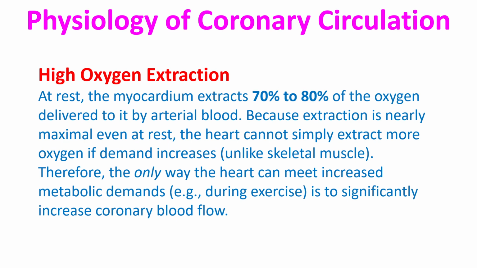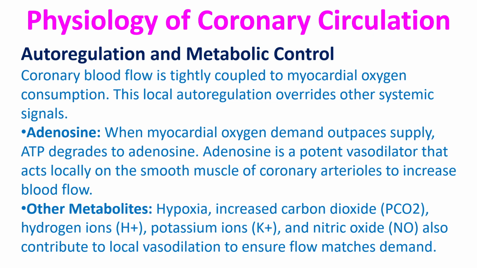High oxygen extraction. At rest, the myocardium extracts 70 to 80% of the oxygen delivered to it by arterial blood. Because extraction is nearly maximal even at rest, the heart cannot simply extract more oxygen if demand increases, unlike skeletal muscle. Therefore, the only way the heart can meet increased metabolic demands, for example during exercise, is to significantly increase coronary blood flow. Autoregulation and metabolic control.